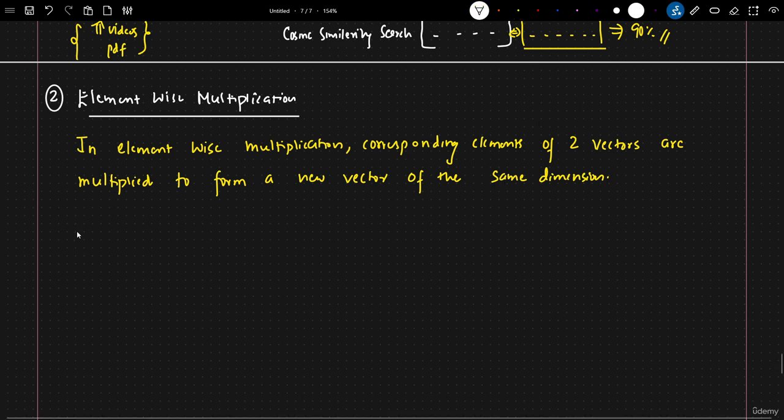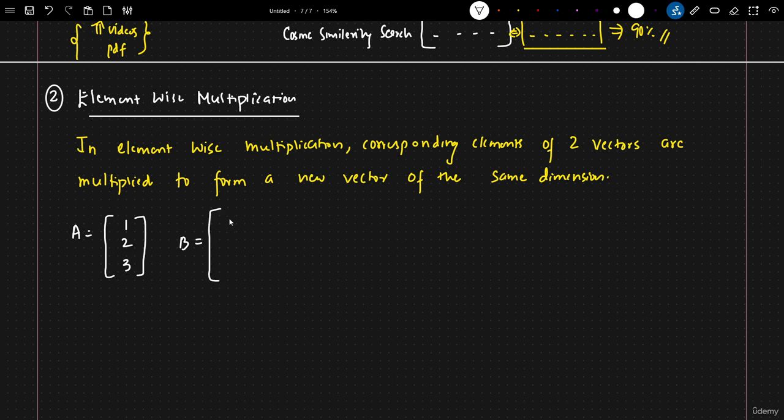So let us consider that I have a vector which is A. Let's say this is a 3-dimension vector. And this is B. This is basically also a 3-dimension vector. So let's say go ahead and write 3, 4, 5. Now, whenever we talk about element-wise multiplication, this is basically given by the notation, something like this. So this is nothing but element-wise multiplication.